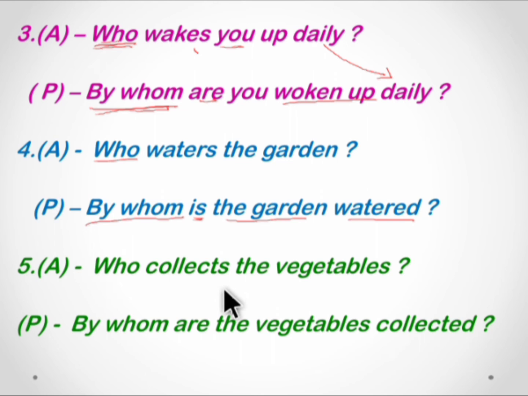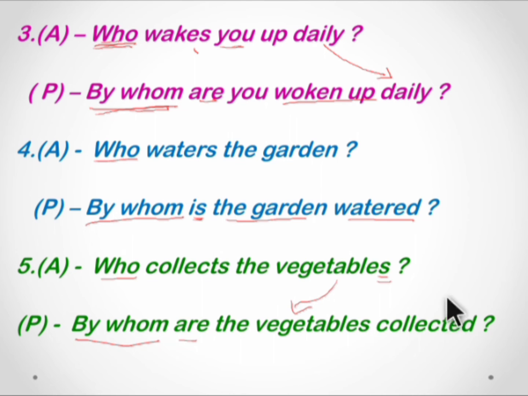Next sentence, who collects the vegetables? Who in the active voice becomes by whom in the passive voice. Vegetables is plural, so we use are. Then the vegetables, we bring the object here. Collects, that is the present tense, will become collected. This is the past participle.